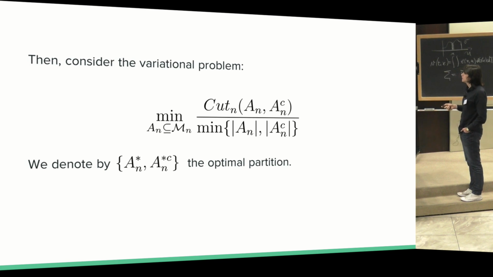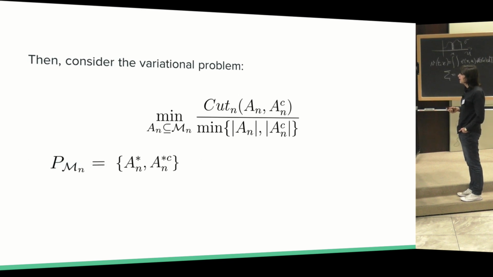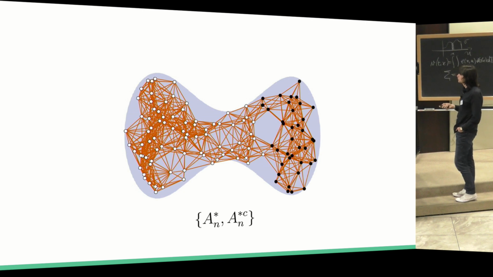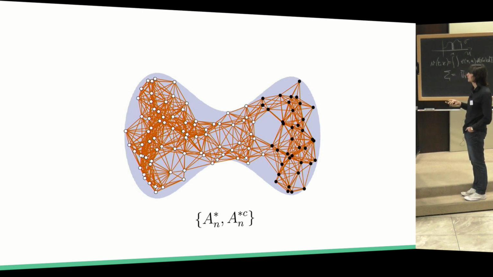And then we would denote by A_n star and its complement the minimizer of this functional. In the language of procedures that you construct from data, the procedure here is: give me a data cloud and I give you this A_n star and its complement. This is my partition. So then, for the graph that I showed you earlier, the minimizer would look something like this. One of the sets is, say, the white dots. The complement is the dark dots.